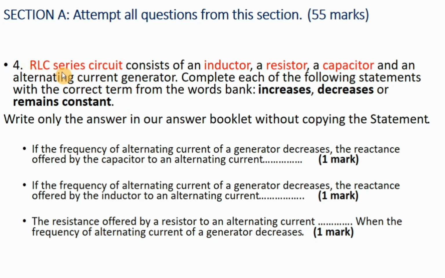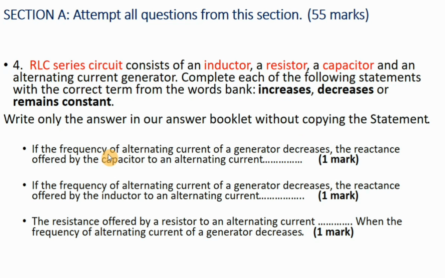It says that an LRC circuit consists of an inductor, resistor, capacitor, and an alternating current generator. Complete each of the following statements with the correct term from the list: increase, decrease, or remain constant. Write only the answer in your answer booklet without copying the statement.